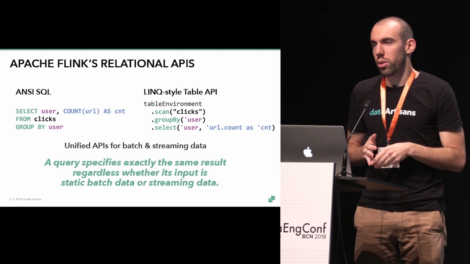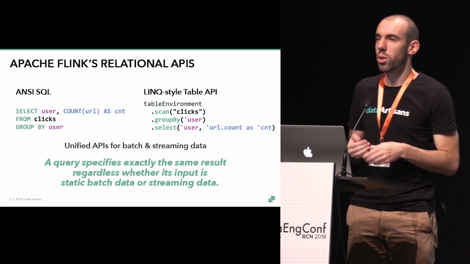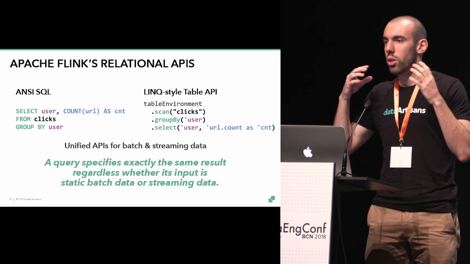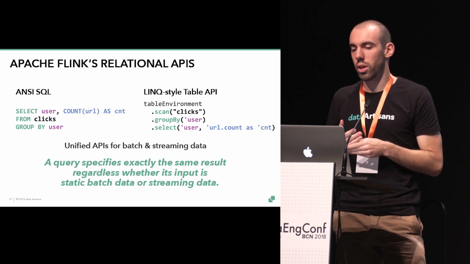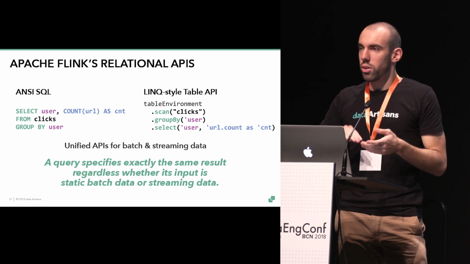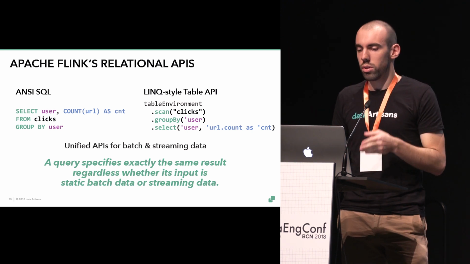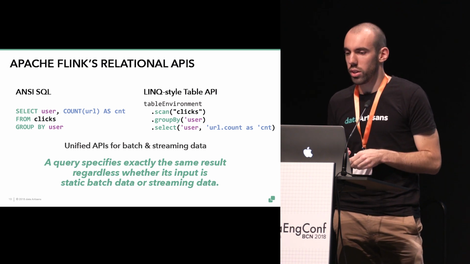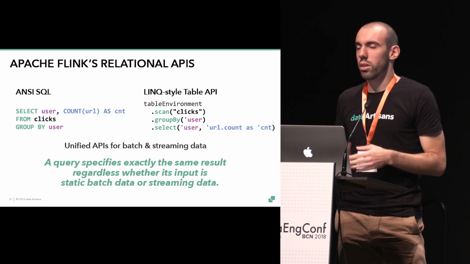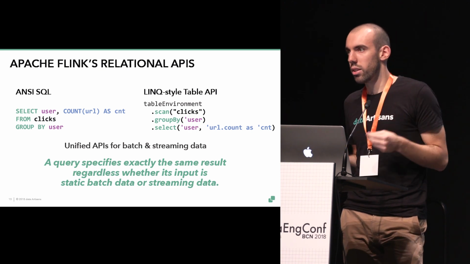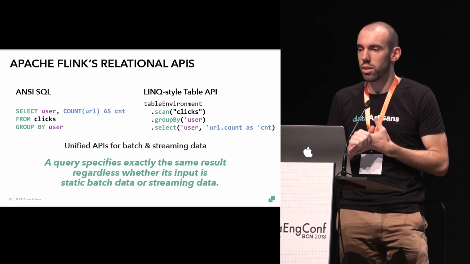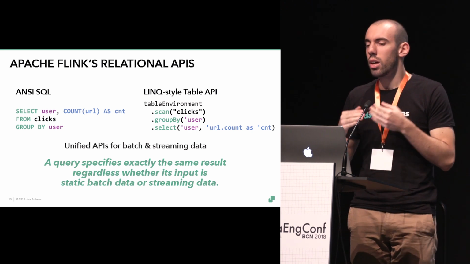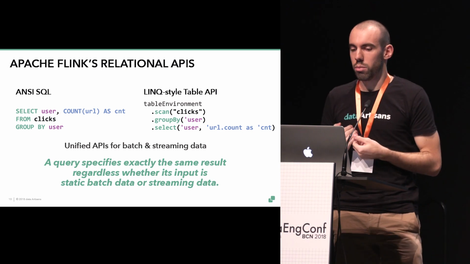A very, very important thing is that we also try to unify batch and streaming with those APIs. So it doesn't matter if you run both of those API queries on batch data or on streaming data. Our goal is that a query specifies exactly the same semantics and the same results for a given input.